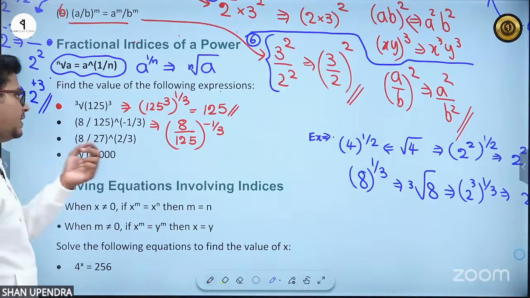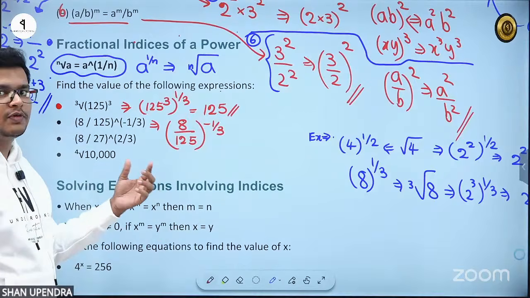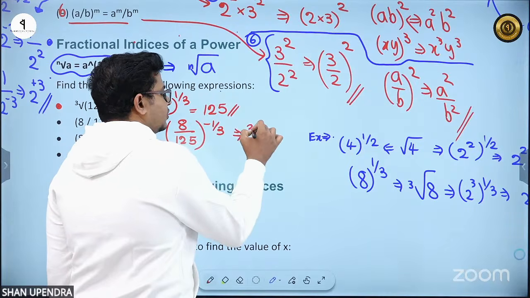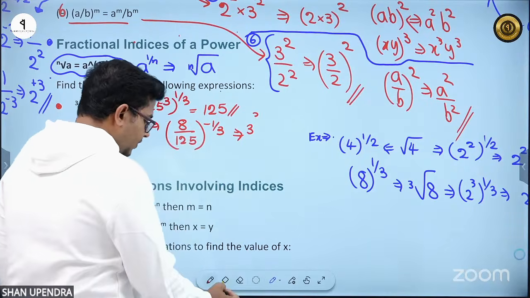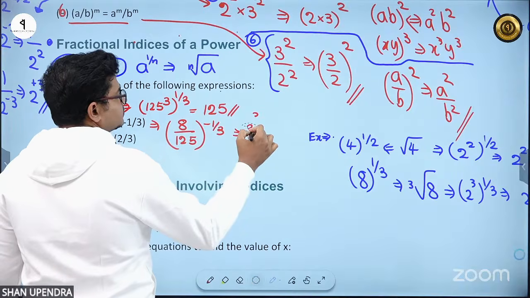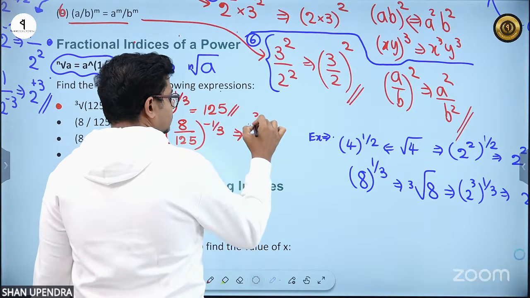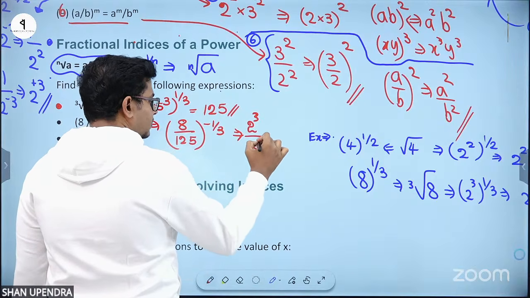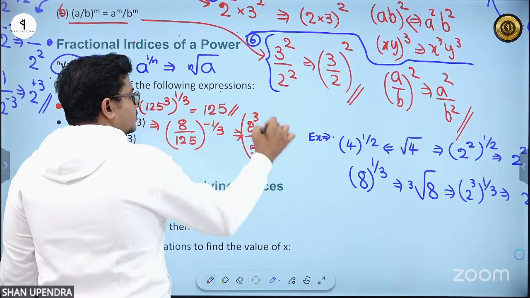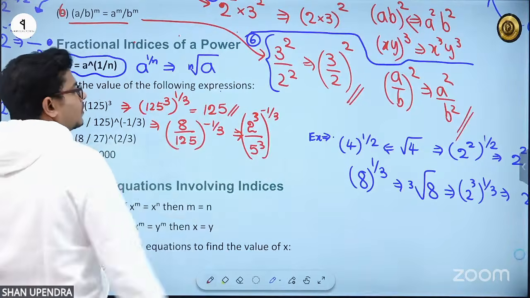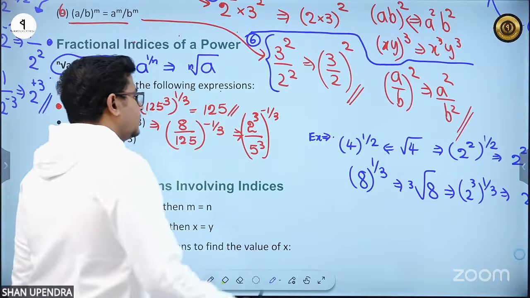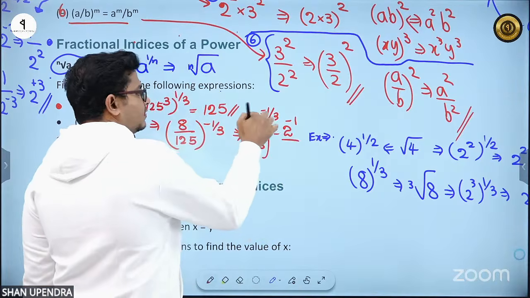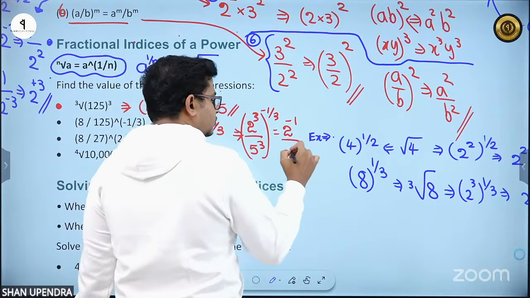8 is 2 to the power 3, 125 is 5 to the power 3. This is 2 to the power 3 and this one is 5 to the power 3. Okay, so now you can simplify this one. It's 2 to the power minus 1. When you multiply this one, it becomes minus 1, and here this one also minus 1.